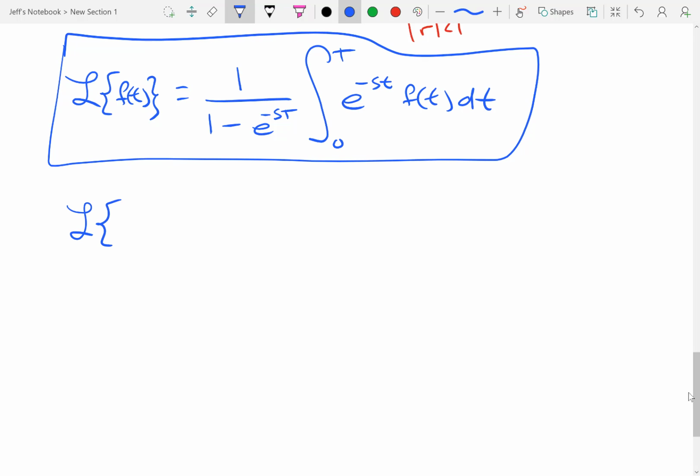We know that the Laplace transform of the sine of t is equal to 1 divided by s squared plus 1. And so what I'd like to do is use this periodic function Laplace transform formula to find the Laplace transform of the sine of t. Let's just make sure that it works out.